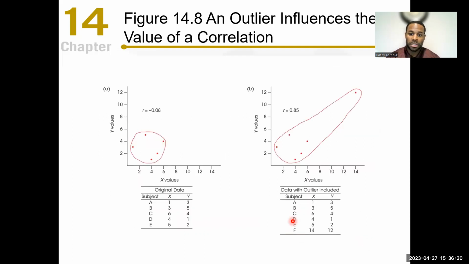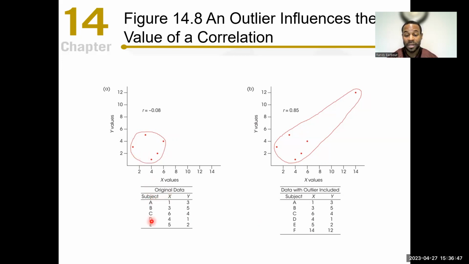Okay, so again, we got graph A. There's a very low correlation here, right? Negative. It's not even a very, very strong correlation, but there is a slight correlation there, right? And again, this is the original data, right?